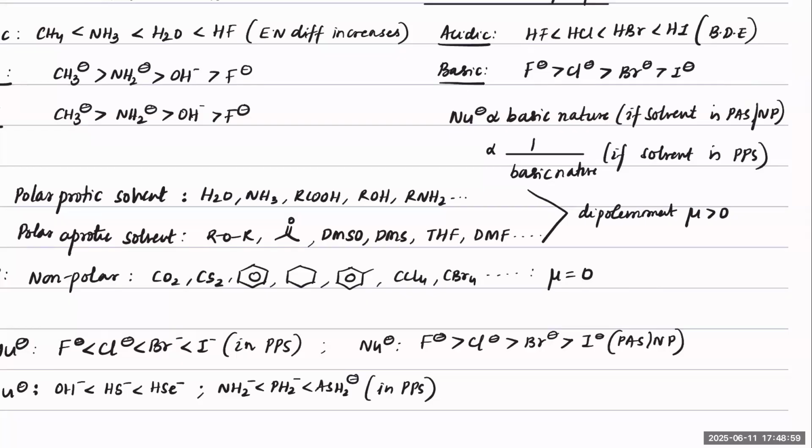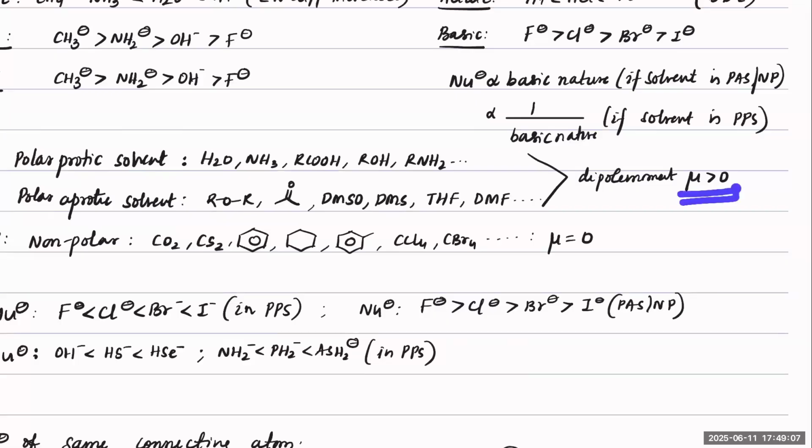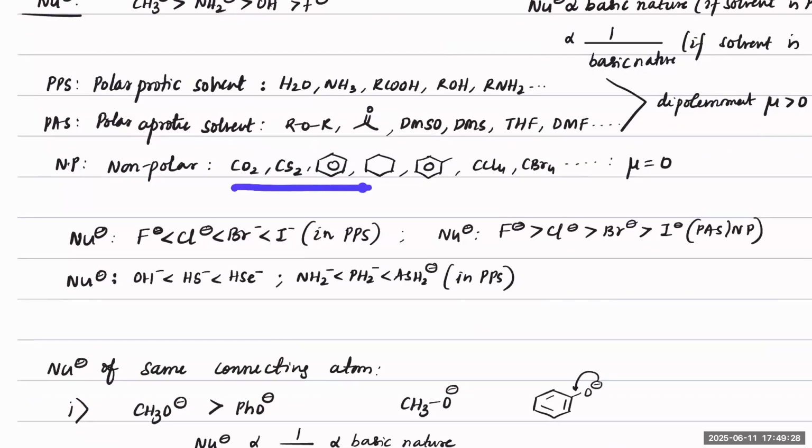Okay, beta. Now, what are aprotic solvents? I just told you. They do have a dipole moment greater than zero, but they do not have a polarized hydrogen. There is no acidic hydrogen here. Ethers, ketones, DMSO, DMF, THF, right? Wherever you see these, these are all what, beta? Polar aprotic solvents. Non-polar solvents are the ones whose dipole moment is completely zero.